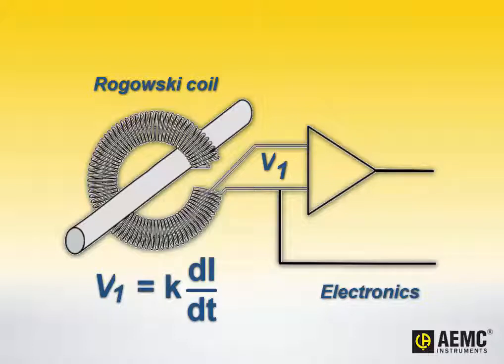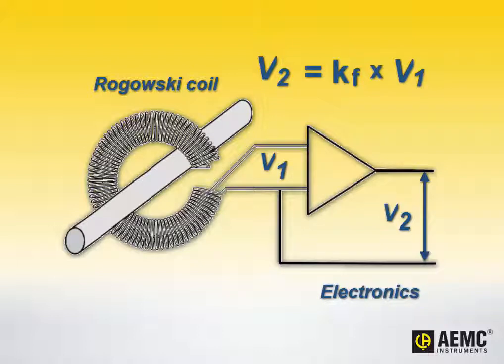To convert V1 to a linear, frequency-independent output voltage called V2, the probe's electronics remove the time frequency variable from the equation. To do this, the electronics automatically adjust the gain in accordance with the current's frequency, using the formula shown on the screen. In this formula, Kf is a value derived from the physical characteristics of the coil for a given frequency. V2 can then be used to calculate the associated current by applying a frequency-independent scale factor, such as 1 millivolt equals 1 amp.